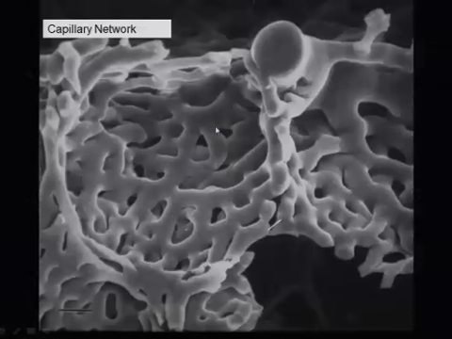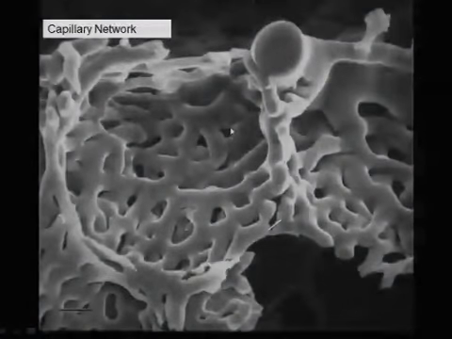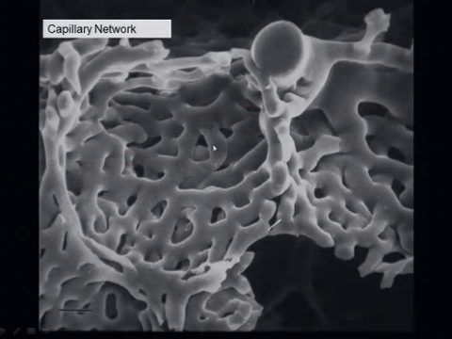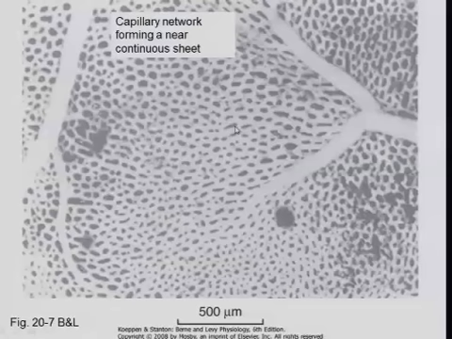So here we go once again, the capillary network. We saw this picture before. It's very vast. This is just a very high magnification. And the diameter of these vessels are so small that the red blood cells travel through them in single file. Another type of picture looking at it on a little broader spectrum, looking at the capillary network, forms continuous sheets practically.